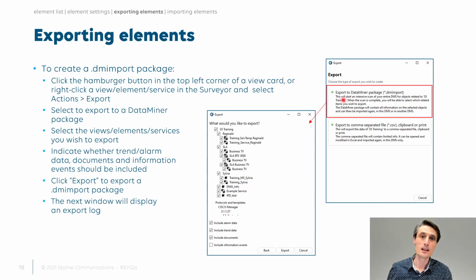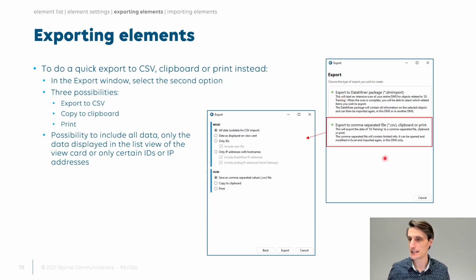All right, but I wanted to do bulk editing. That's not possible with the DM import package, because that's just to take a site or a view structure as it is and move it to another DataMiner system. I want to go for that second option, export to a CSV file. Well, actually, if you click on it, you can export all the data. That's what I will do.